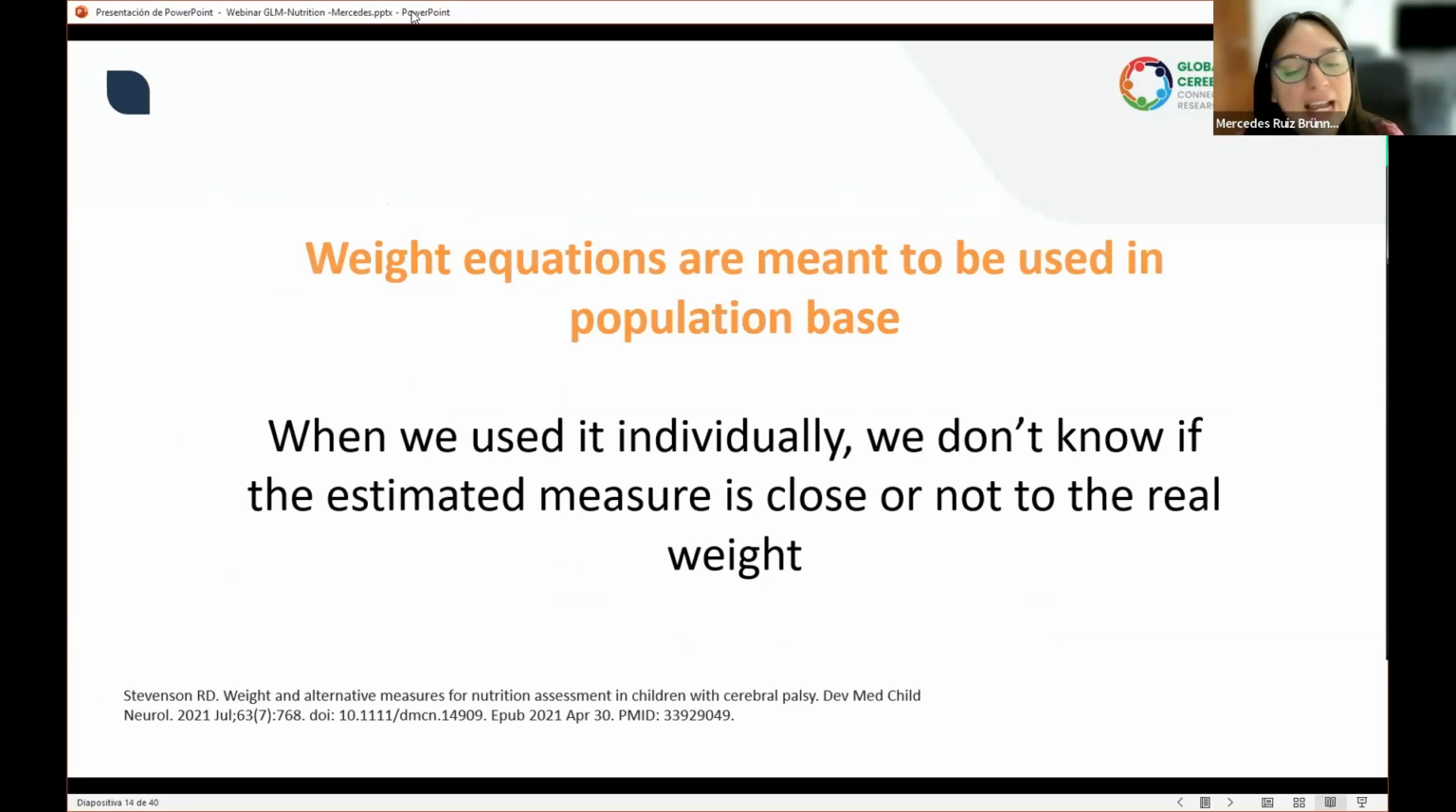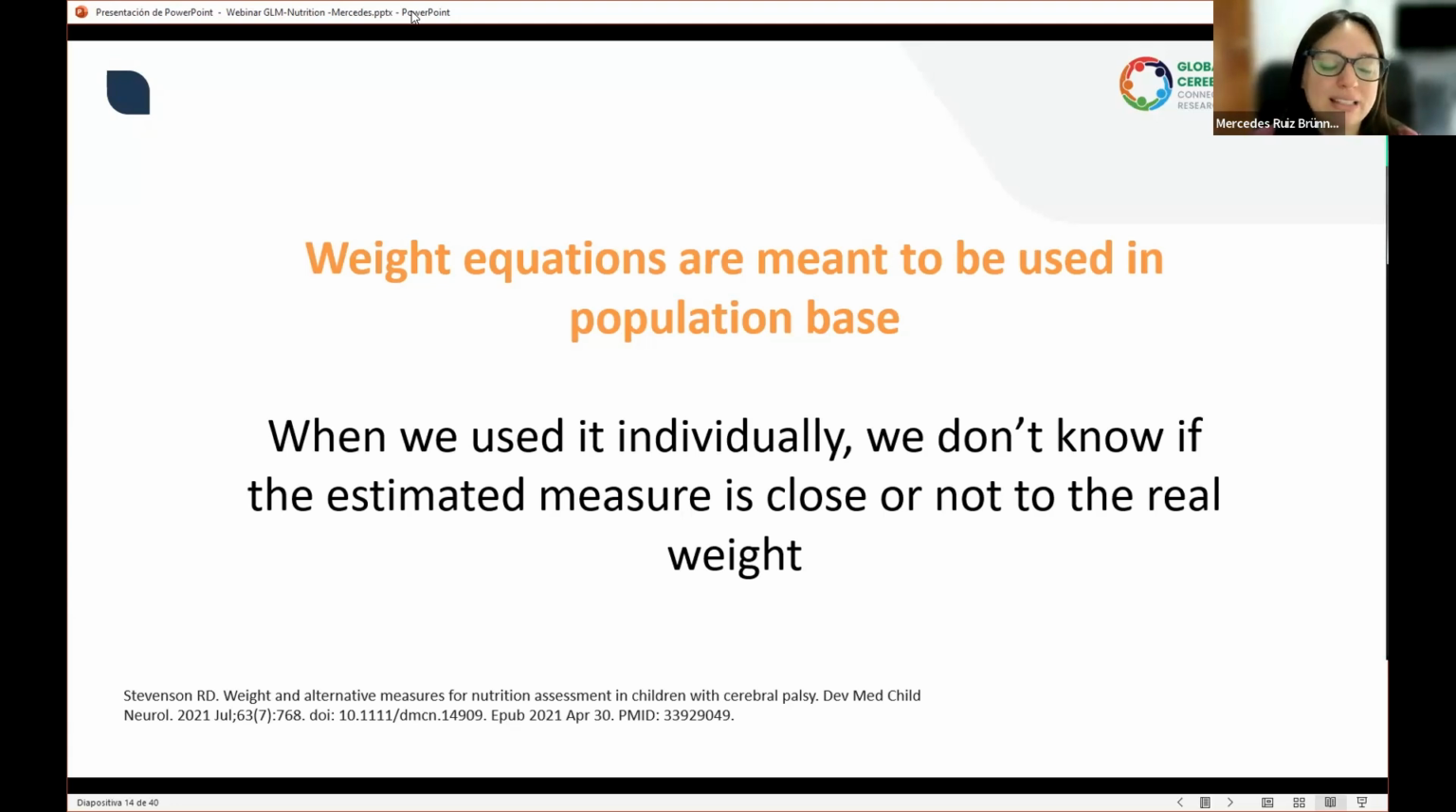Weight equations and height equations, the estimated equations, are meant to be used in a group of population and not in an individual child. This is because when you use them in a population-based way, the errors are less. You have more population and the chances of having an error are less. But when you use it individually, we don't know if the estimated measure is close or not to the real weight. The same happens with height. You don't know if it's really real or not.